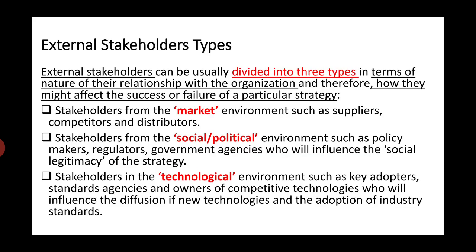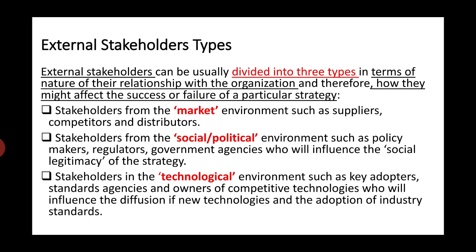External stakeholders type. As you see, it is divided into 3 types of stakeholders. They are very important to the organization. They are distributed according to their relationship with the organization and how they might affect the success of the organization. Number 1, market stakeholders. In market stakeholders, we are talking about the suppliers, distributors, and competitors in the market. The easiest way of saying that.